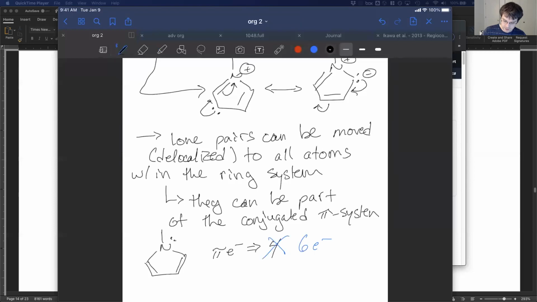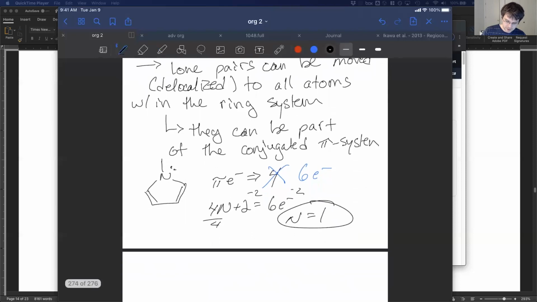And so if we have 6 electrons, that's the same count as benzene, where we can subtract 2 from both sides, divide by 4, and n is equal to 1. And what that tells us is that if n is equal to 1, this molecule is aromatic. It's flat. It's cyclic. It follows Huckel's rule, because we could take that lone pair and spin it to every atom. It took 6 resonance structures to get there, but we could.